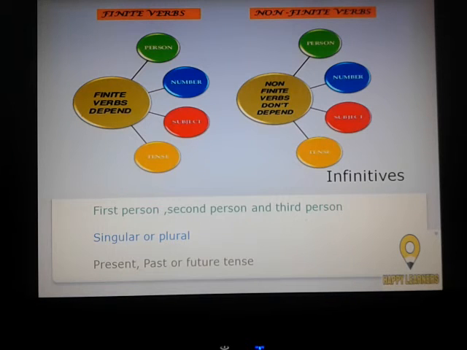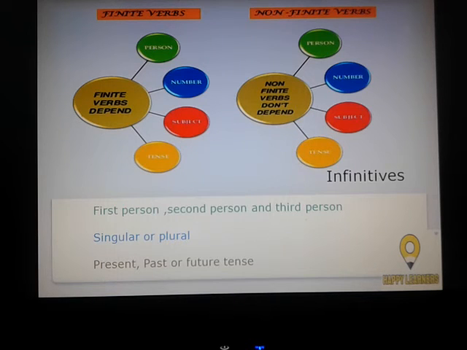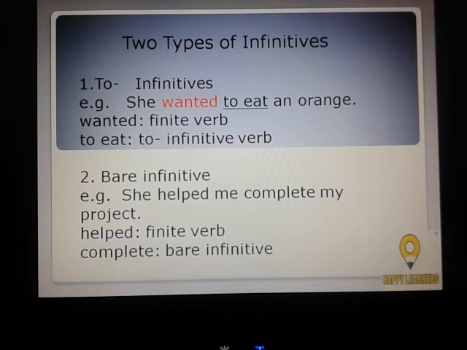And in this case, we are going to be studying infinitives. Though for the non-finite verb there are three different types, we will mainly focus on the infinitives. The infinitives are of two types. One is the one which has to in front of it. The infinitive is a verb which has got to in front of it. So for example, she wanted to eat an orange. We have a finite verb which is wanted and an infinitive which is to eat.